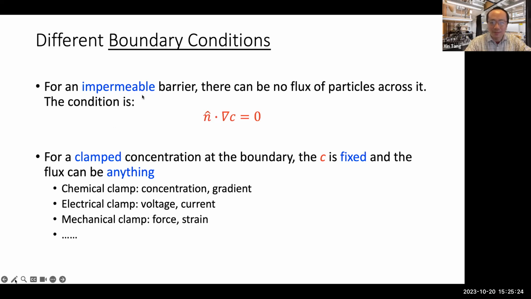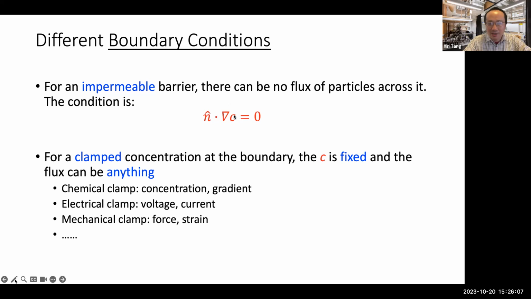There are two types of boundary conditions we often encounter. The first one is called an impermeable barrier. That means the surface of the volume I mentioned is closed for certain elements. It's resistant to certain elements, and those elements cannot go through that surface. That kind of surface is called an impermeable barrier. So in that case, no flux of particles can go across that surface.